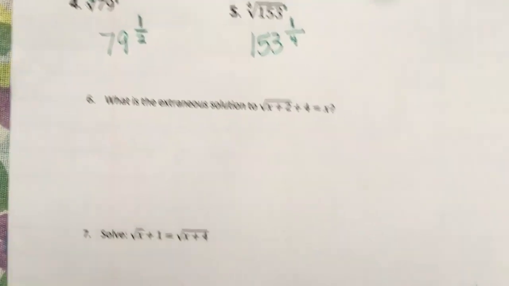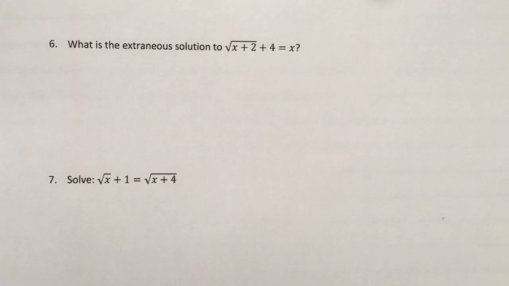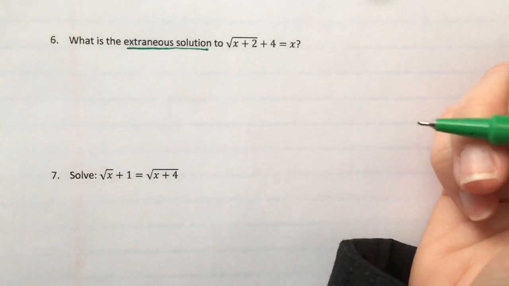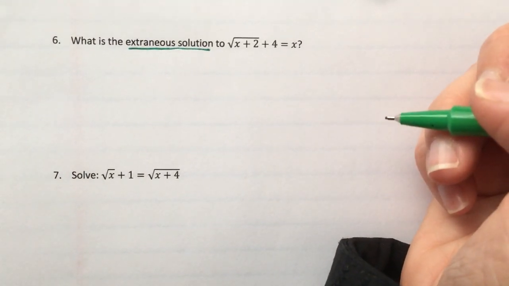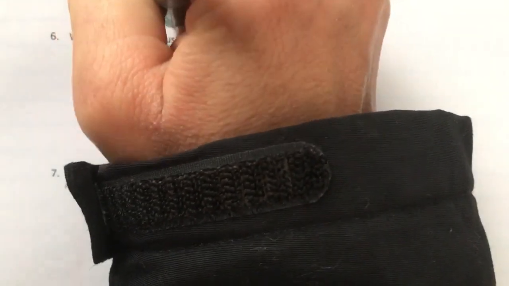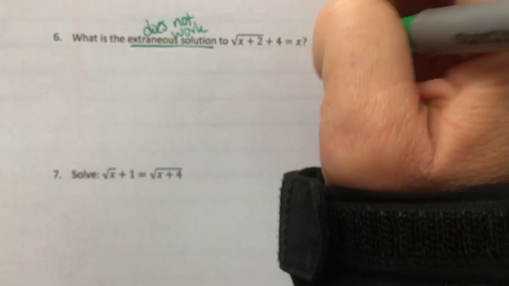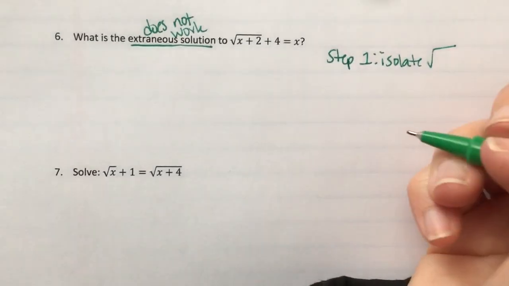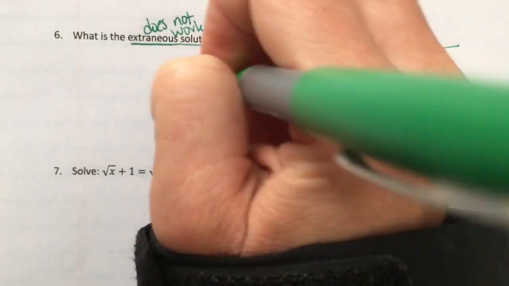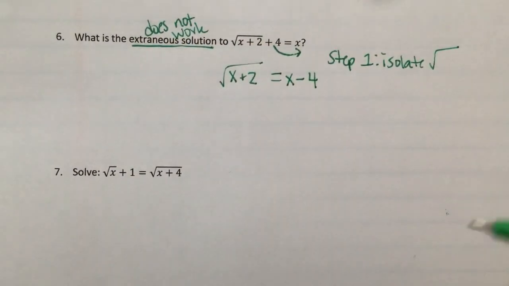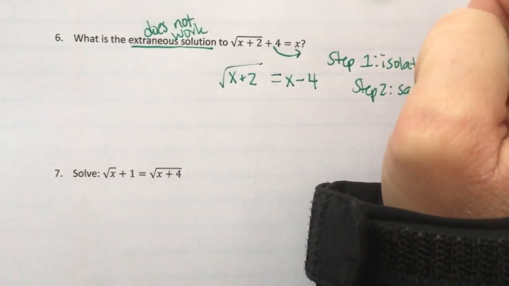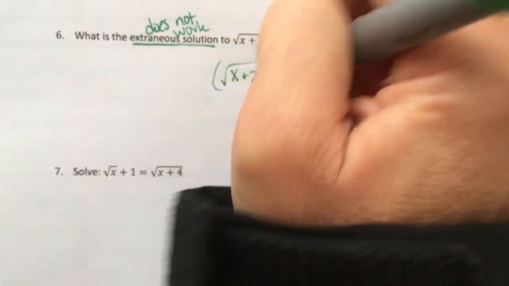All right, number 6, what is the extraneous solution to the square root of x plus 2 plus 4 equals x? Extraneous solution means I'm still going to have to solve it, and then when I plug my answers back in, I'll see what does not work. All right, but let me go ahead and solve it. So step 1 is to isolate the square root. So I need to move the 4 over to the other side, so that would be x minus 4. Then step 2 is going to be to square both sides.